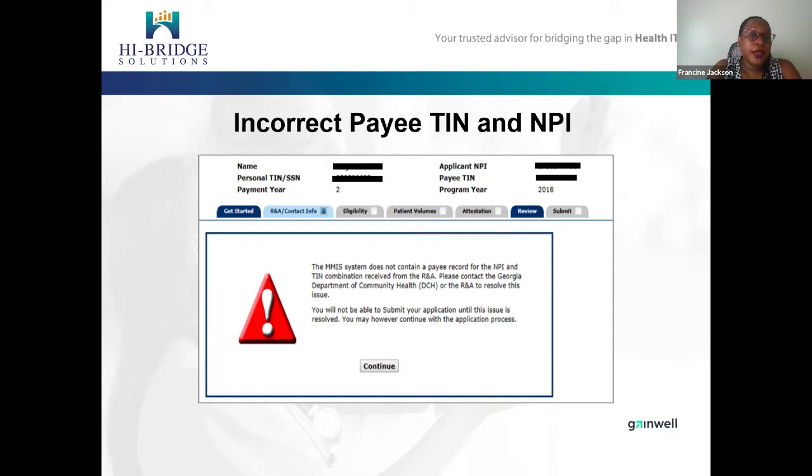If you do not correct the error, then what's going to happen is if you continue on with your registration and go all the way to the end, then you're not going to be able to attest until the next program year. And the reason is because at this point, we don't know exactly where the payments go to. We don't know what information is correct. So you may want to make sure you correct that information and then move forward.